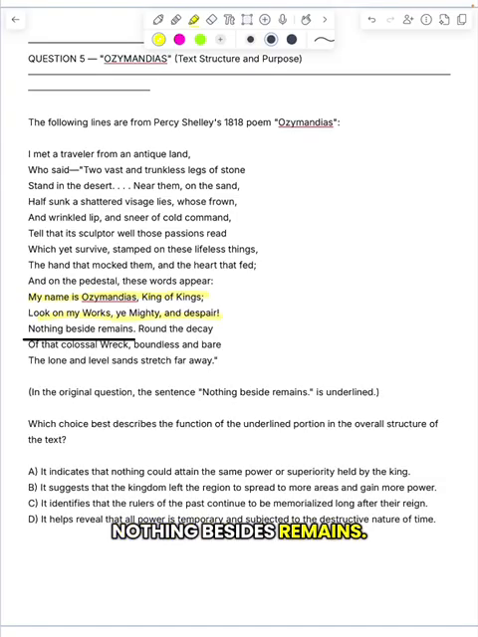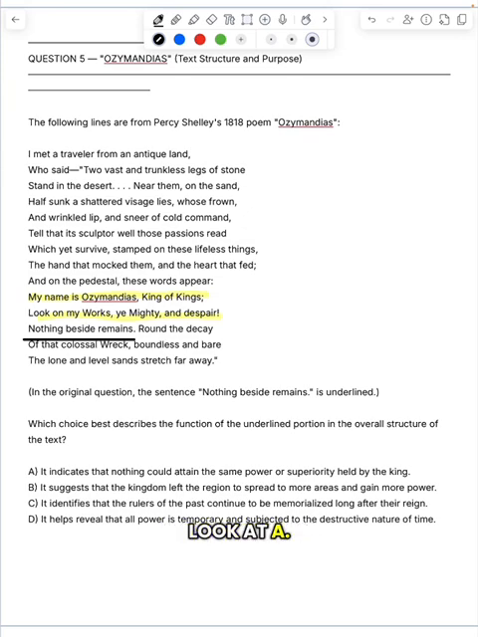"Nothing beside remains." So this is irony. The king claimed to have great works, but now there's nothing left except ruins and empty desert. This undercuts his boastful line, and it tells us that even great political power and displays of it can disappear over time. So that's what the poem is mainly saying.